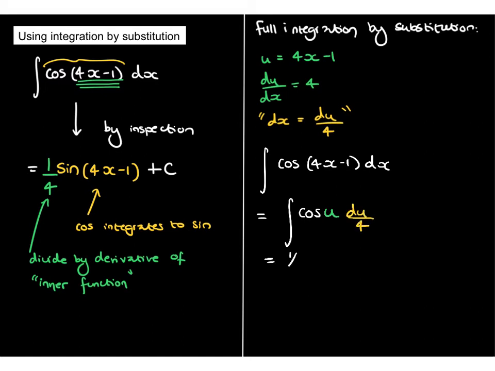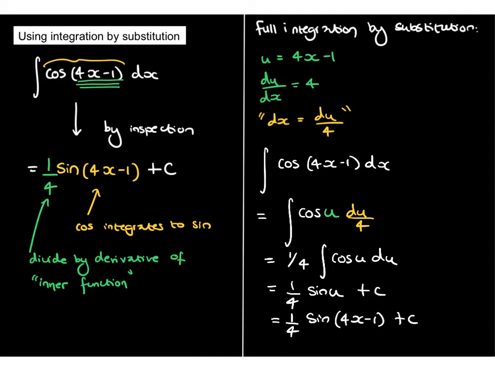So if I pull a quarter out of the integral, we then just simply have a quarter sine u plus c. Cos integrates to sine, and so we get a quarter sine(4x minus 1) plus c, remembering that I need to replace u with what it is in terms of x. So we get exactly the same answer by inspection as we do by doing the full integration by substitution method.